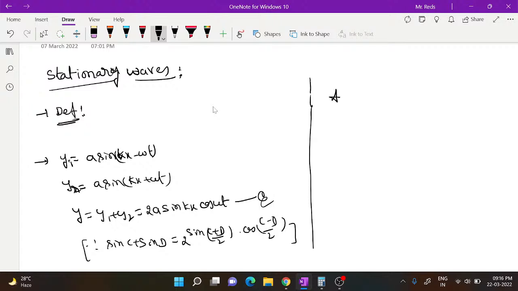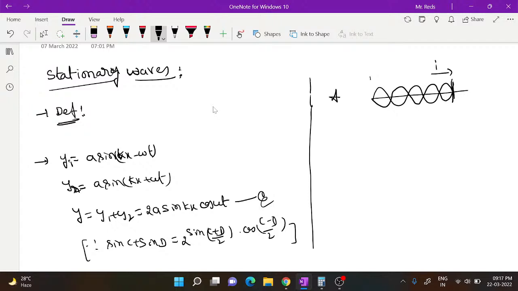How to form stationary waves? We know that if you have a wave like this, traveling continuously in this direction without any constraint or obstacle, these waves are called progressive waves. Whereas if, for example, it is a string and it is fixed here, these waves after coming here reflect back. This is the incident wave, and the reflected wave will change its phase by 180 degrees and travel like this.